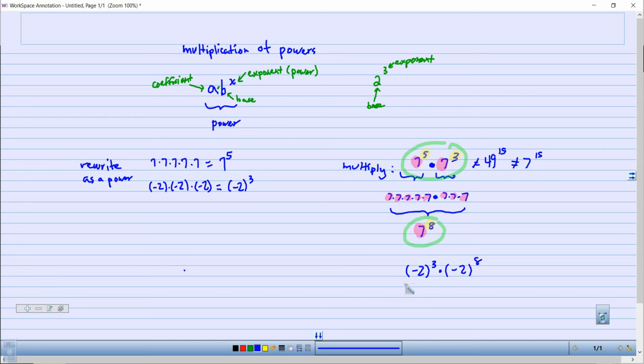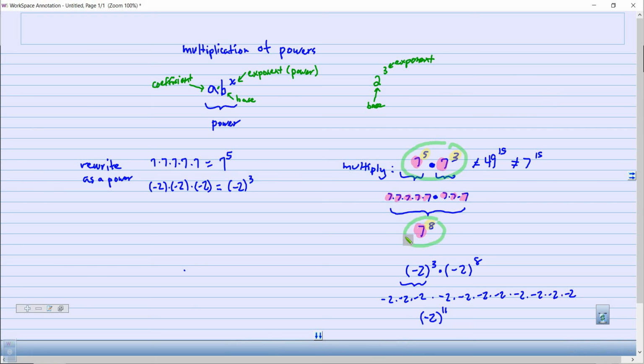Well, again, if we look at the meaning of what this one is going to be, it's going to be negative 2 times negative 2 times negative 2 times negative 2 times negative 2 times negative 2 times negative 2 times negative 2 times negative 2 times negative 2 times negative 2. Eight of them, right? How many did I have here? I had 3. How many did I have here? I had 8. The base is still negative 2. By the way, I could have put parentheses around all these, but I didn't to save time. And how many do I have? 3 plus 8, which is 11, right?